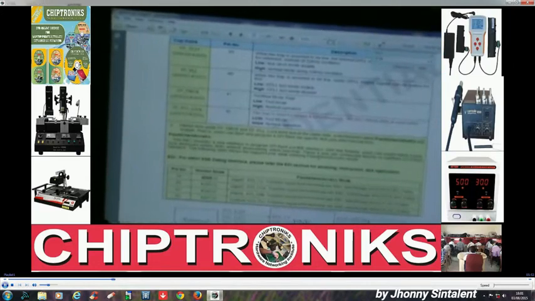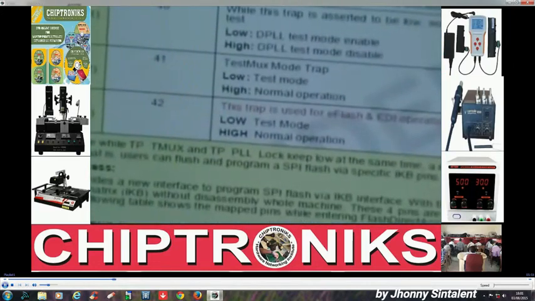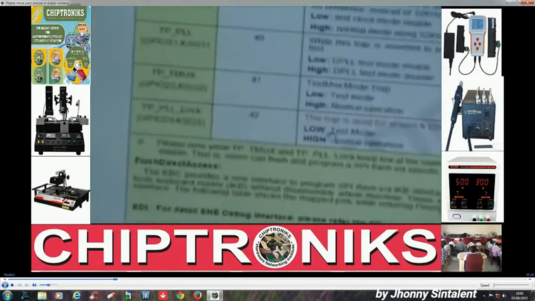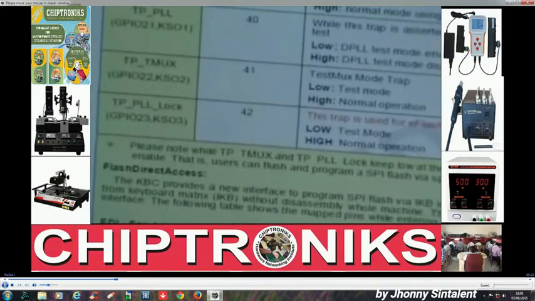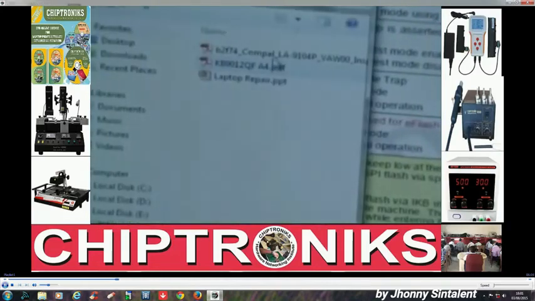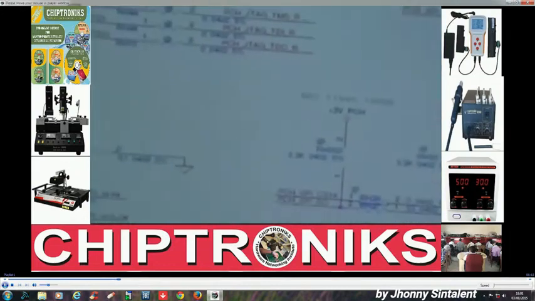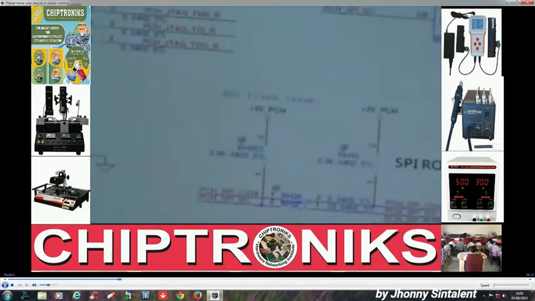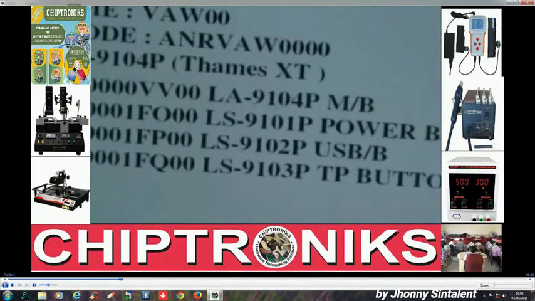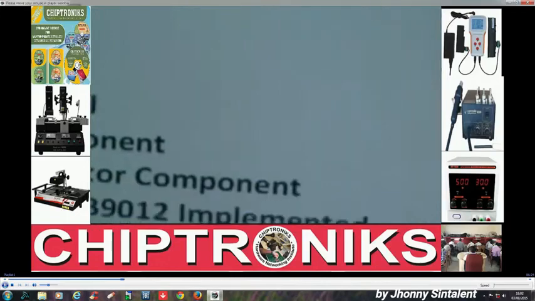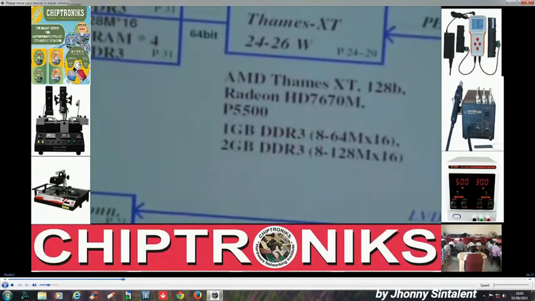this 42 number pin, you see TP_PLL_lock. This is pin number 42, and we can open this schematic of 3521. I have with me the laptop 3521. Okay, this is my 3521, and let's go to page number 1 to see the block diagram of this schematic. And let's go to page number 2 to locate our IO controller.